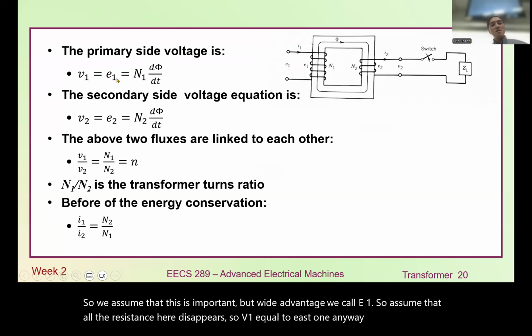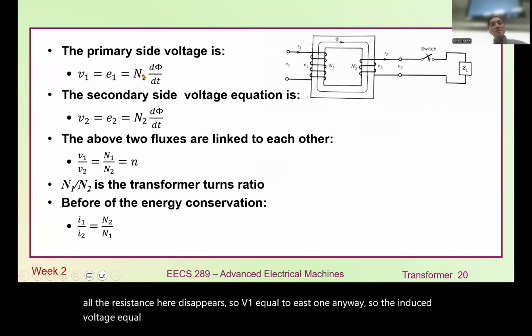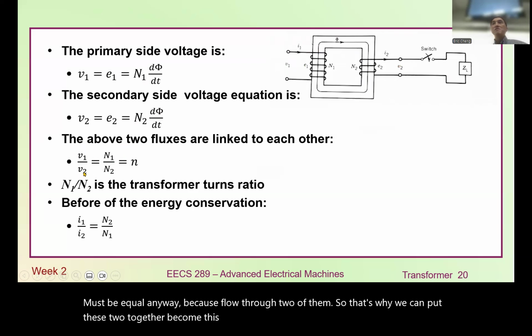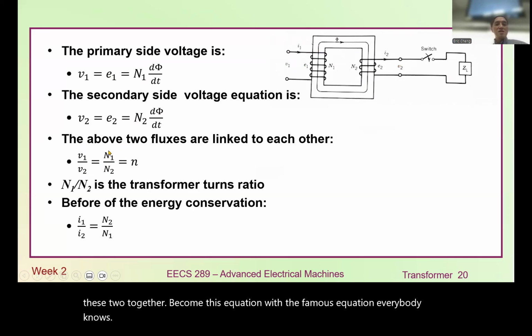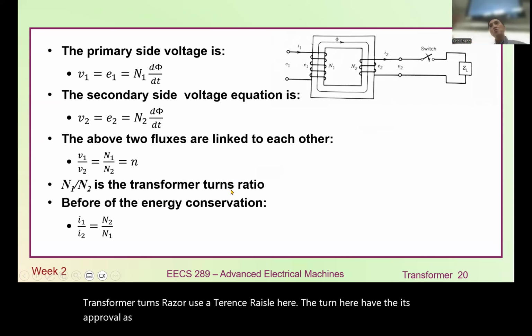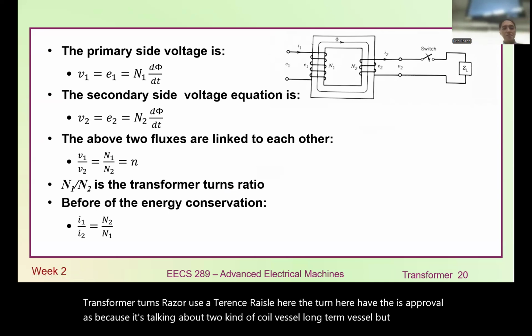So the induced voltage equals N times dφ/dt. The secondary side is the same, right? But the flux component phi must be equal anyway, because the flux goes through both of them. So that's why we can put these two together to become this equation. A really famous equation, everybody knows. And this ratio we call N, the transformer turns ratio. You see turns ratio here, turns is plural, because we're talking about two coils, not turn ratio, but turns ratio.